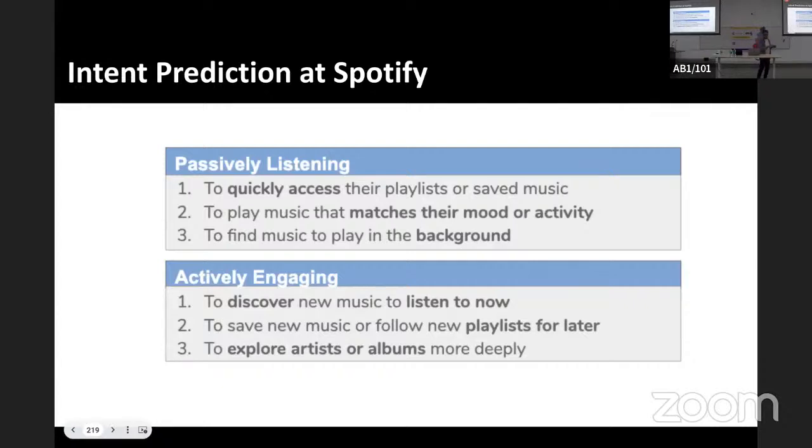So again, my point being that, look, I don't know what the intent space looks like. I need to find it out. We did some user research, details in the paper, but then we identified that there are a bunch of intents right here. One is some people want to quickly access music, or play music in the background, discover new music, or explore artists or playlists for later.